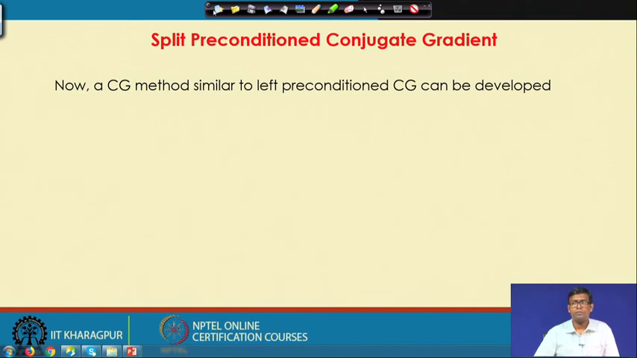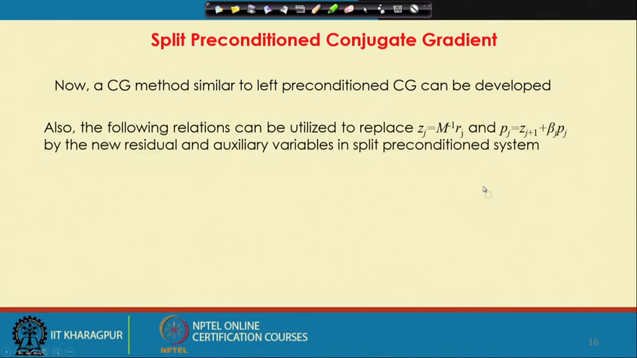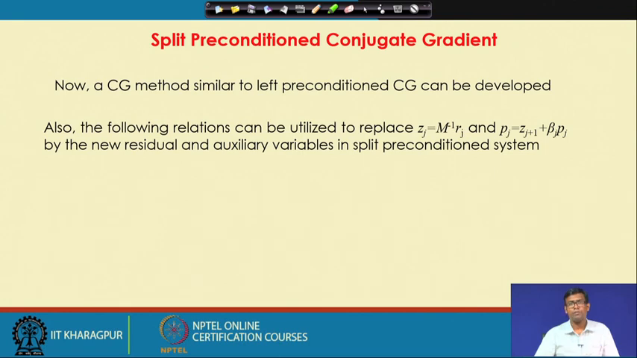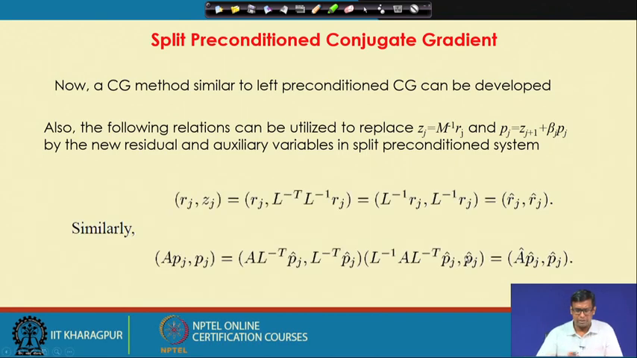Now, a conjugate gradient method similar to the left preconditioned conjugate gradient can be developed with this method. The following relationships can be utilized, which we have already seen with the older vector: z j is equal to M inverse r j, and p j is equal to z j plus beta j p j minus 1, by the new residual and auxiliary variables in the preconditioned systems.